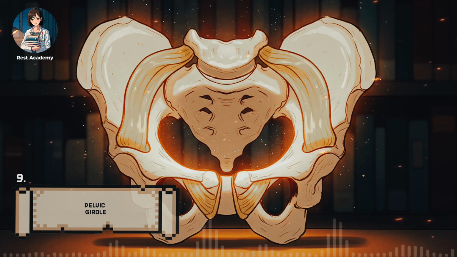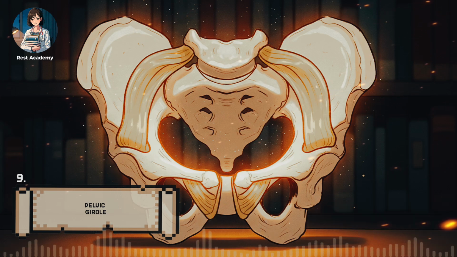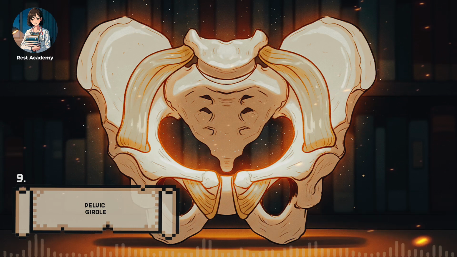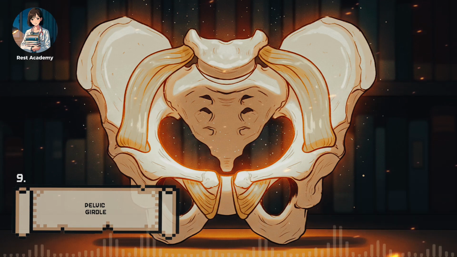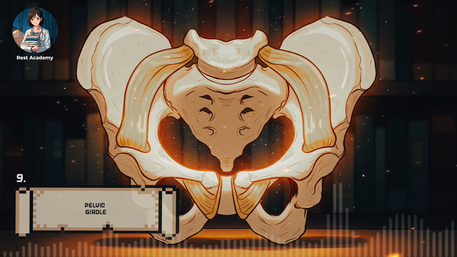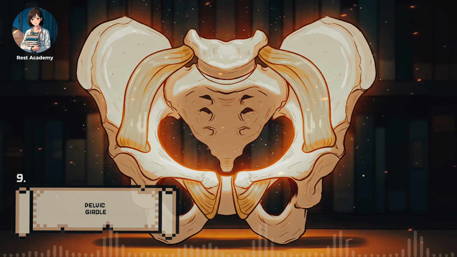The pudendal nerve and internal pudendal vessels travel within the pudendal canal on the lateral wall of the fasciae, giving inferior rectal branches and perineal branches that supply sensation, motor control, and erectile tissues. Organ relationships follow the ring.